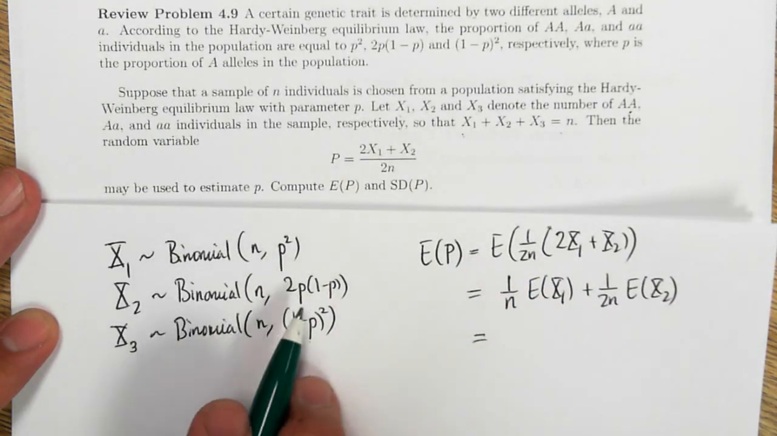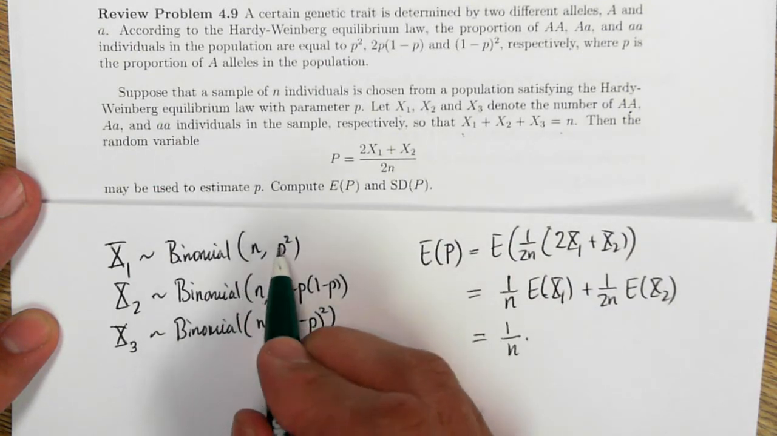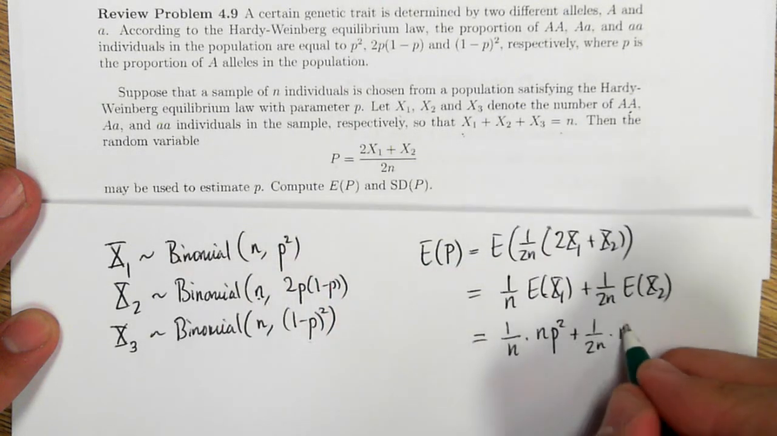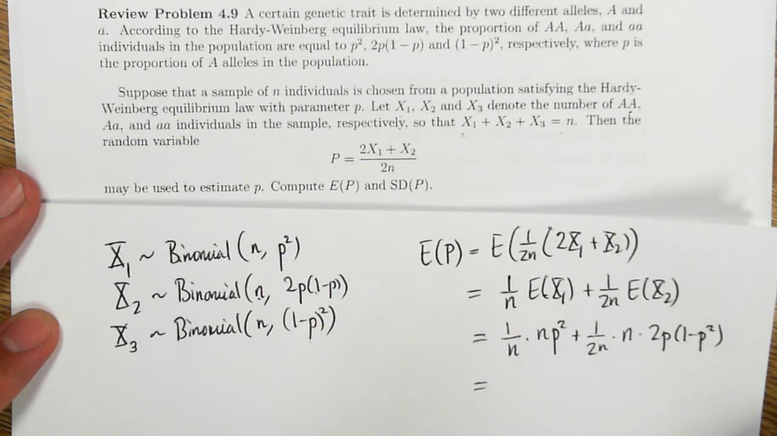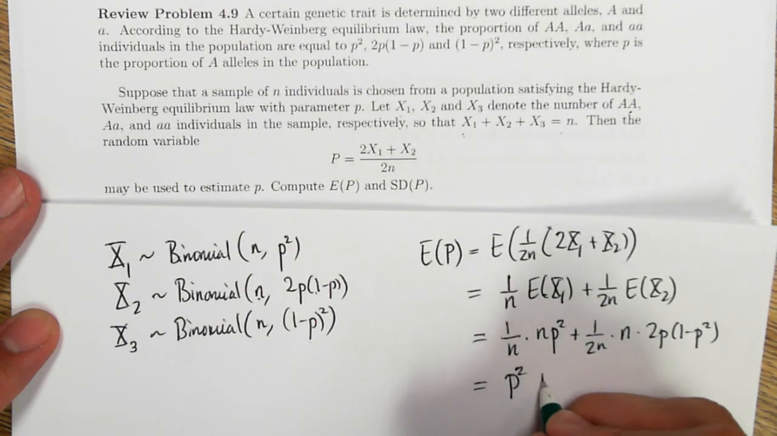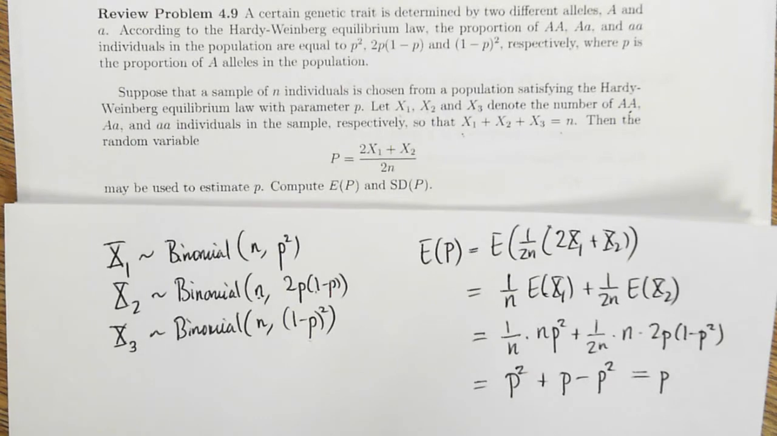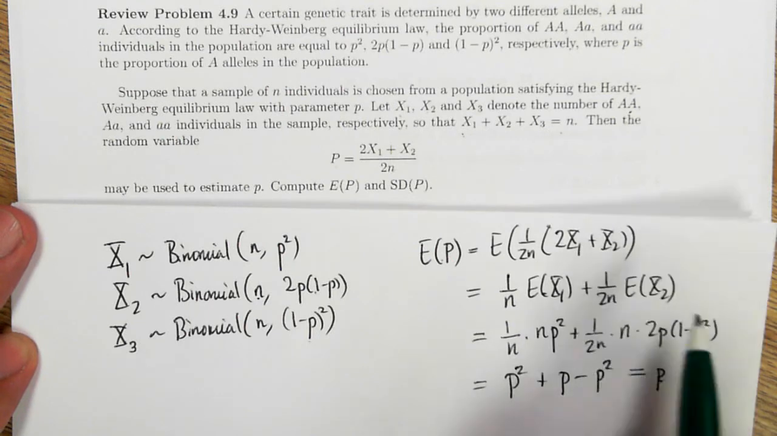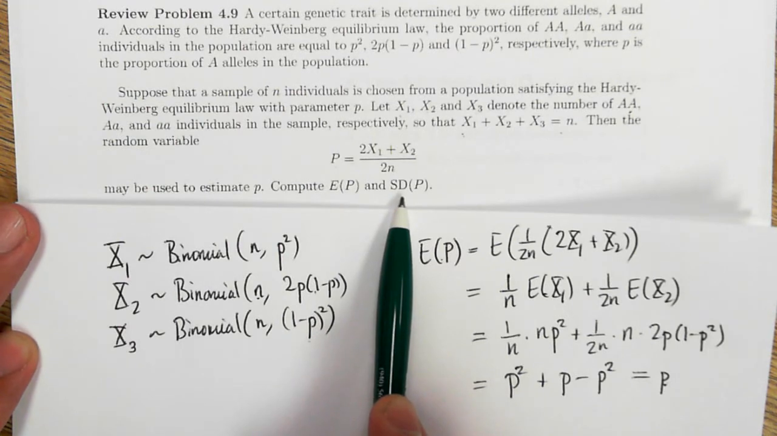And I know what the formula is for the mean of a binomial distribution. So that's 1 over n times this number of trials times this probability of success, plus 1 over 2n times this number of trials times this probability of success. And so simplifying, we get p squared plus, over here, everything cancels. 2n cancels 2n, and I'm left with p minus p squared, which works out to be little p. So the expected value of capital P is indeed equal to little p, like it should be. So that's easy. The much more interesting and complicated problem is to figure out the standard deviation of P.